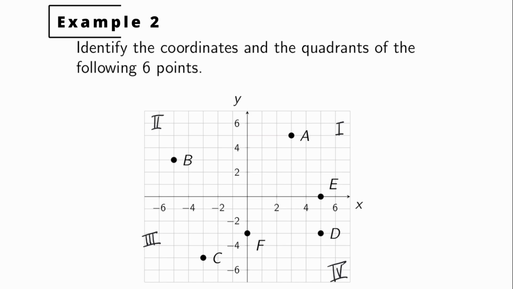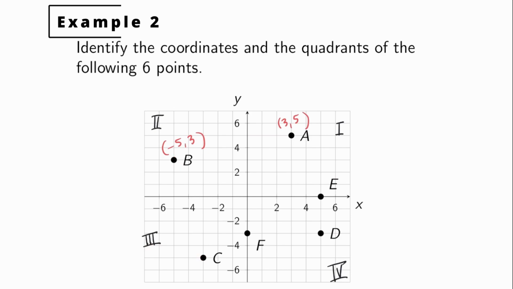So let's go through these points fairly quickly here. The first one, A: its x-coordinate is 3, and its y-coordinate is 5. So it's (3, 5). Remember, it's x, then y. Obviously A is in quadrant I. B: its x-coordinate is -5, and its y-coordinate is 3. So it's (-5, 3).